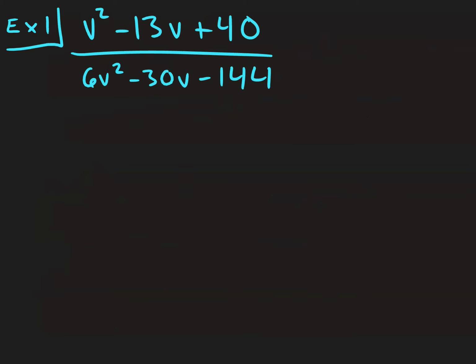All right. So our first example is the ratio of two quadratic equations. So we're going to have to factor both the numerator and the denominator before we can simplify this rational expression. So I'll go ahead and start with our numerator here. Our numerator is v squared minus 13v plus 40. So I have to think of two factors of 40 that will add up to negative 13. So our numerator is going to factor to v minus 8 times v minus 5.